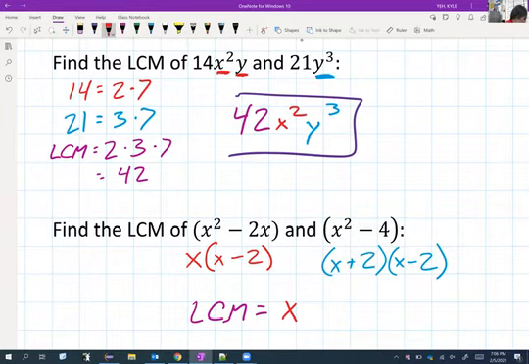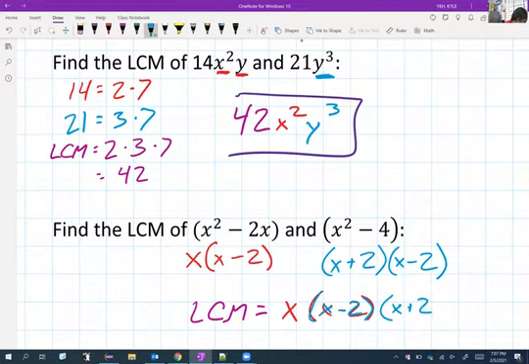So we have x times x minus 2 to the first and x minus 2 to the first. It appears in both red and blue, so we know it's just x minus 2. Either one of those worked because they were both to the first power. And then we had an x plus 2 on the other one. x plus 2 to the first was the highest power we saw. There's our LCM.